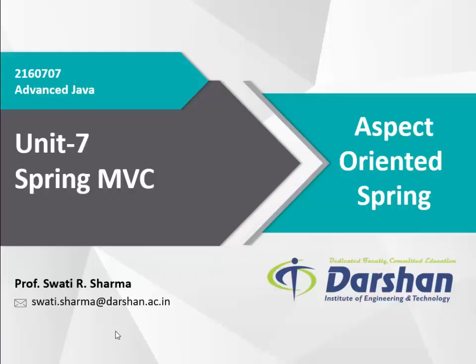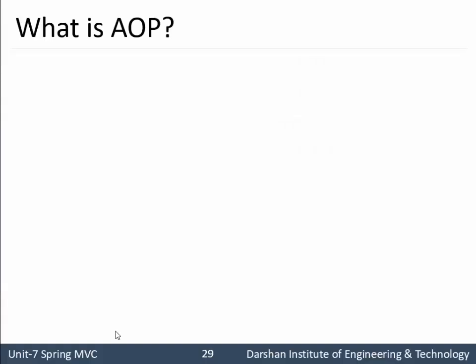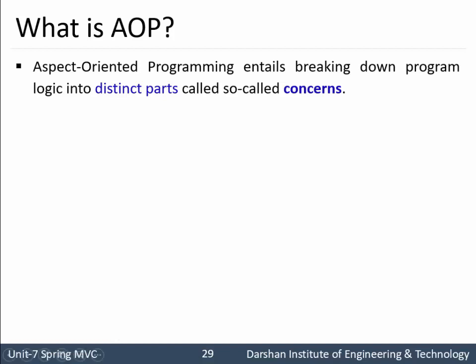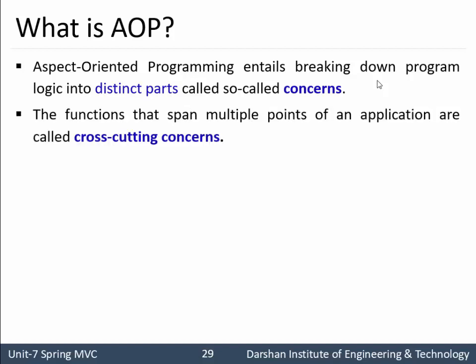Next topic, aspect-oriented Spring. This is just an introduction to aspect-oriented Spring. What is aspect-oriented Spring? It is a kind of aspect-oriented programming, which entails breaking down our program logic into distinct parts, known as concerns. So each distinct part of our program logic is known as a concern. For example, login logic, insertion logic, retrieval logic, etc.